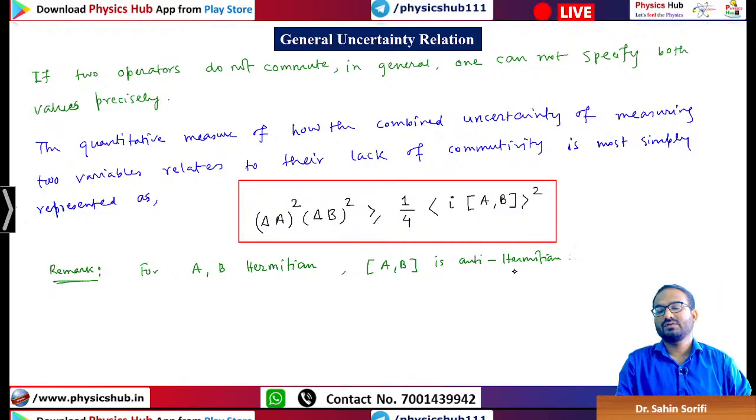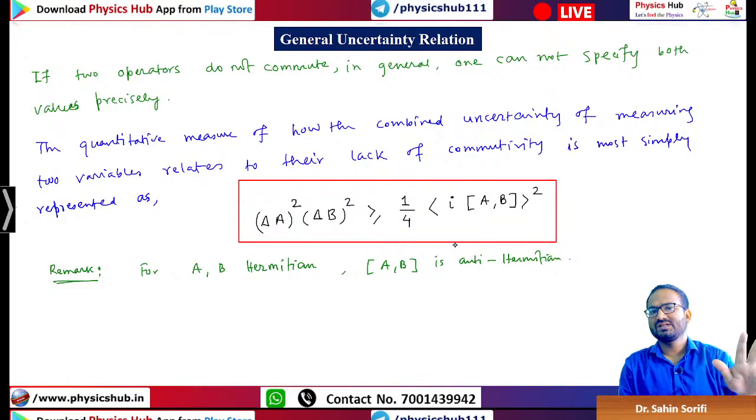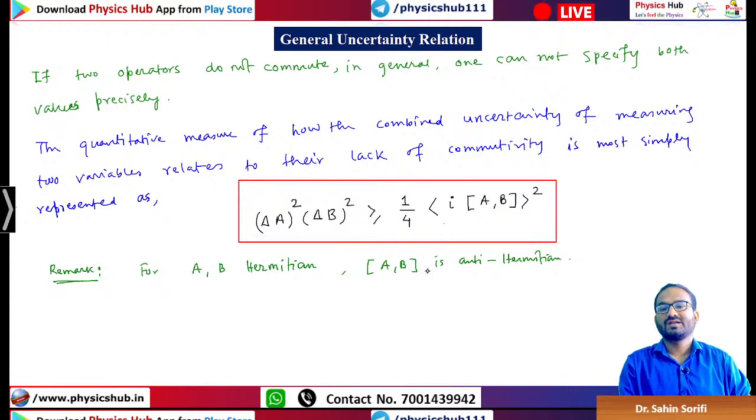Anti-Hermitian means there will be an i, and that is why i is multiplied. So i into i will be i square, that is minus 1, so it will become real. If this i was not there, what would happen? This will become imaginary. So to prevent that, because the product of uncertainty should be a real thing, right? That is why this i is multiplied.